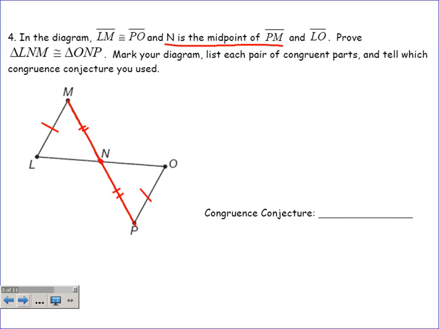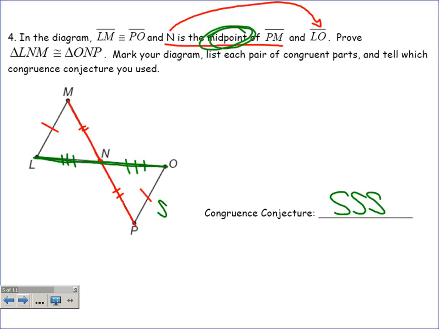Then it says N is the midpoint of LO as well. So we switch colors here. Here's segment LO, and N is the midpoint, so we can say that side is congruent to that side right there. Even though it doesn't tell us these sides are congruent, if we know what a midpoint is, then we can figure this out. Which triangle congruency statement can we use here? Side, side, side, because we have a side and a side for each of these triangles. This side and this side, this side and this side, and finally this side and this side. So it's the side, side, side triangle congruency conjecture.